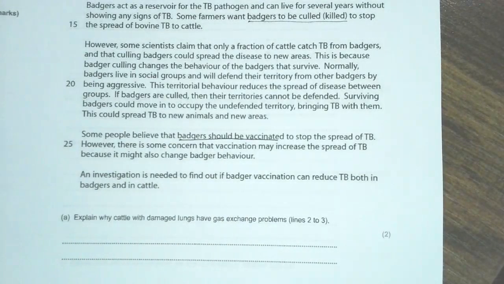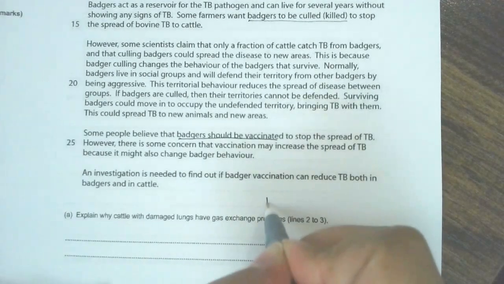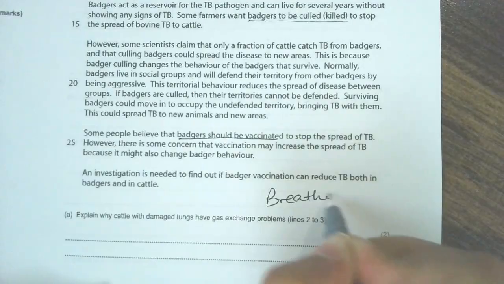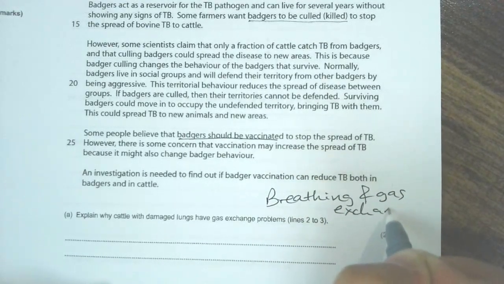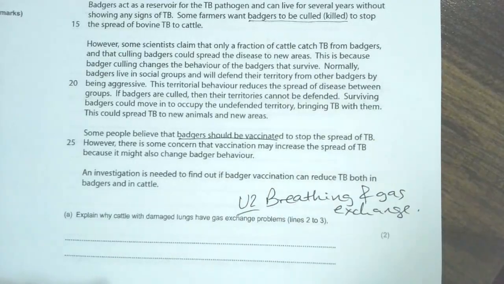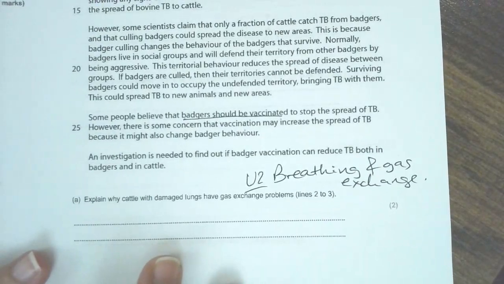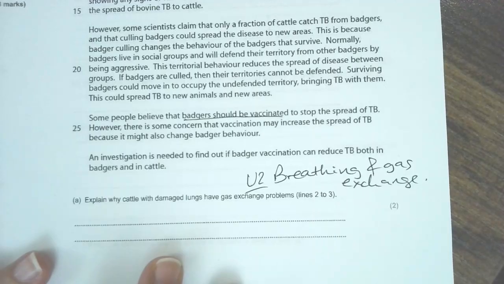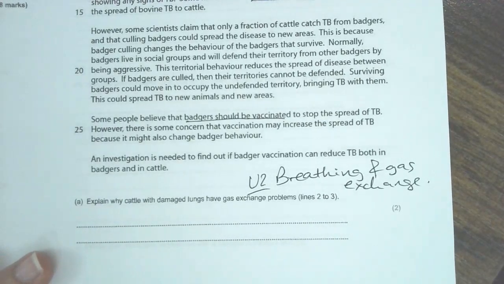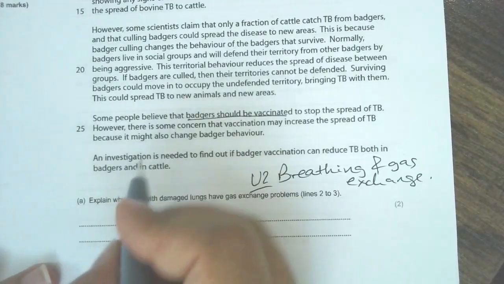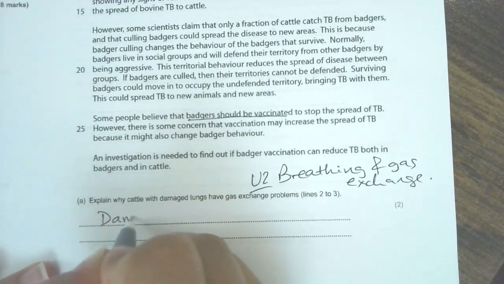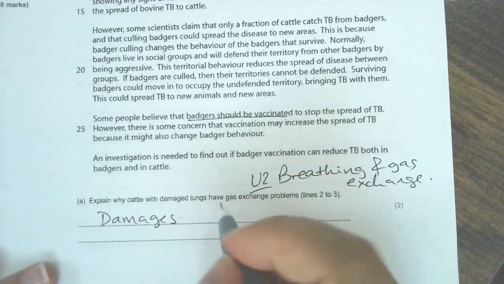So, first question. This is from Breathing and Gas Exchange, Year 10, but it's also Unit 2. Okay, so Unit 2, that's what the U2 is for. Right, explain why cattle with damaged lungs have gas exchange problems. What is the site of gas exchange in the lungs? What structure actually is where the oxygen and CO2 is exchanged? That is correct, the alveoli. So this TB damages alveoli.